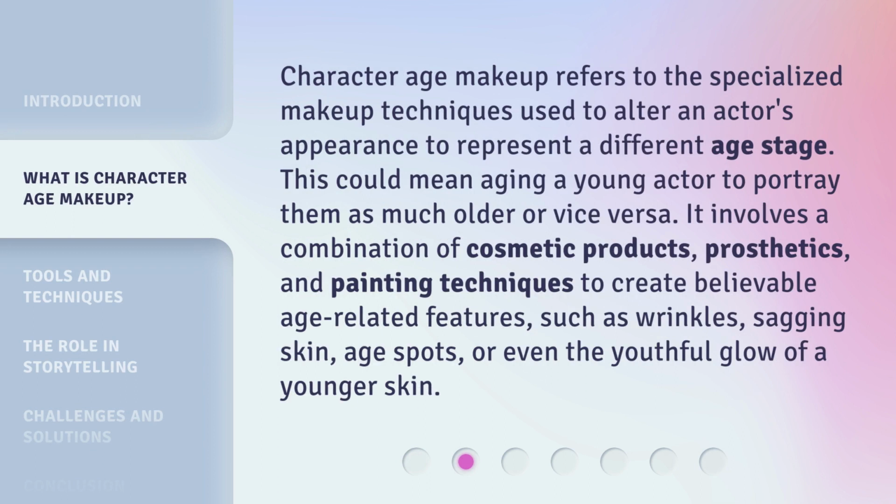Character age makeup refers to the specialized makeup techniques used to alter an actor's appearance to represent a different age stage. This could mean aging a young actor to portray them as much older or vice versa. It involves a combination of cosmetic products, prosthetics, and painting techniques to create believable age-related features, such as wrinkles, sagging skin, age spots, or even the youthful glow of a younger skin.